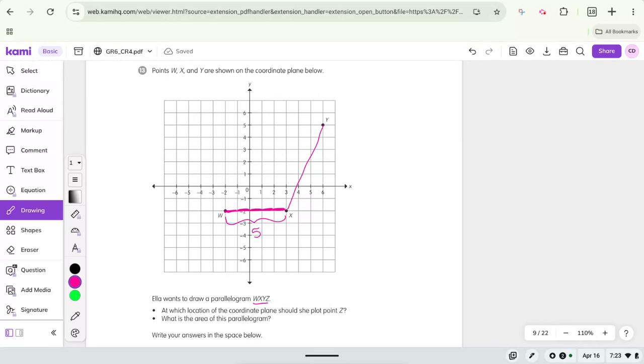So from Y, I'm going to go over 1, 2, 3, 4, 5, right here. Okay, and so from Y to Z, and then from Z back to W. There's my parallelogram. So Z is located at the point 1, 5.